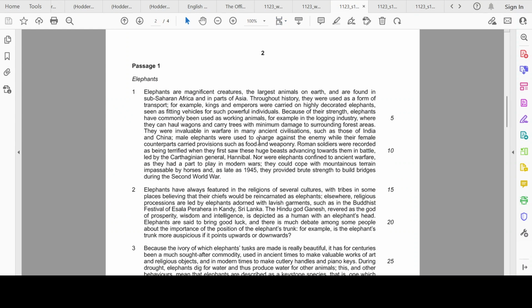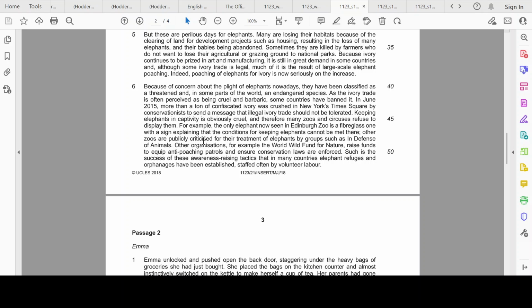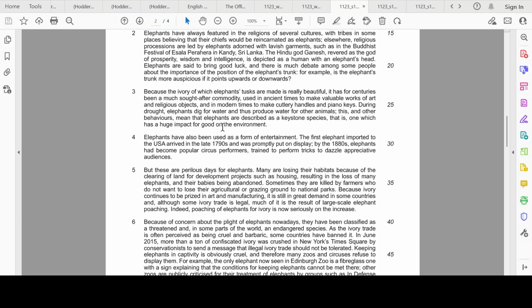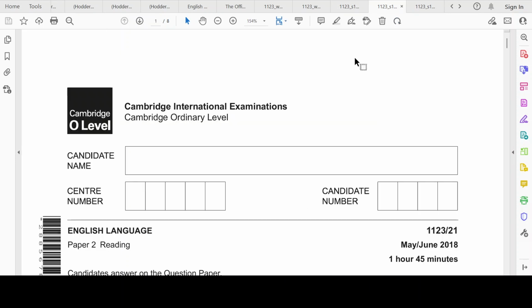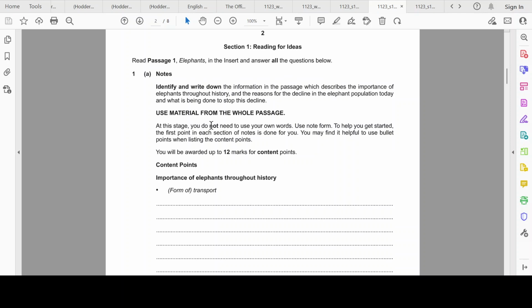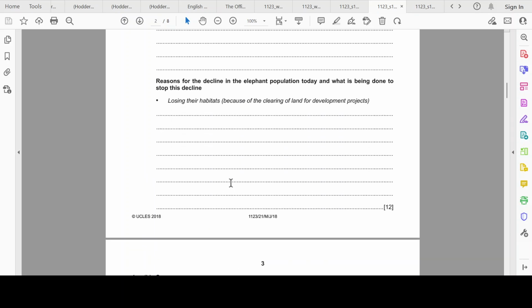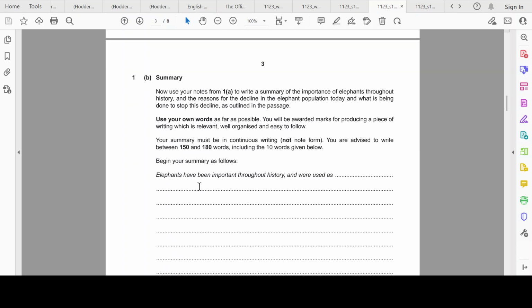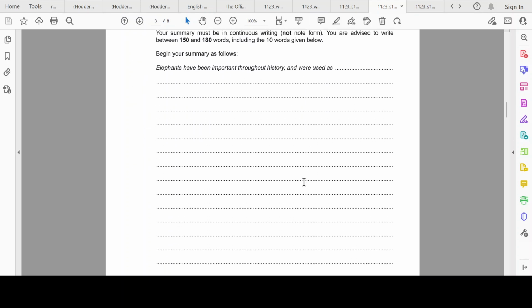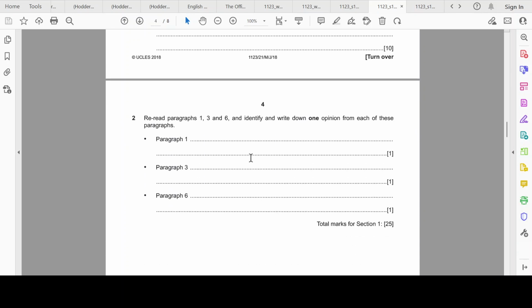So you have the insert, and the summary used to come in first, right? So passage 1 in the older papers for 1123, the summary used to be first. The question for the summary used to come in differently. First there were 12 marks for you to identify content points separately, and then they used to ask you to write out the summary, which would be for 10 marks, and then there would be some other questions to identify opinions or something worth 3 marks.